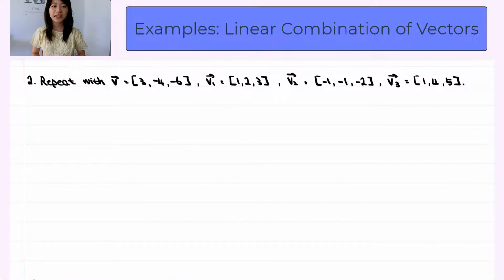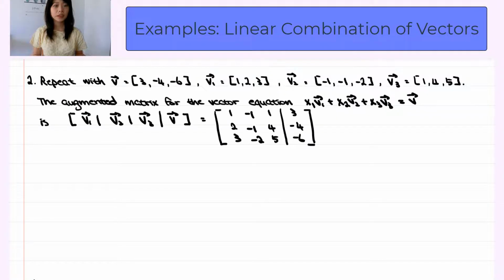Now let's look at the second example. It's similar to the first example. We want to represent b as a linear combination of vectors, but now we have 3 vectors. So we want to solve for the system where b can be written as x1 times b1 plus x2 times b2 plus x3 times b3. So the augmented matrix for the vector equation is as follows. The coefficient matrix has b1, b2, and b3 as the columns. And on the right of the vertical bar, the constant vector is our vector b.